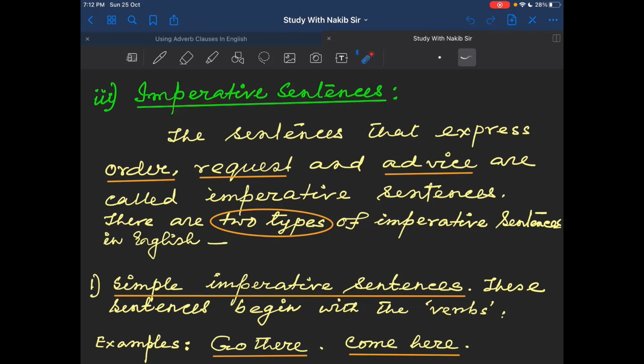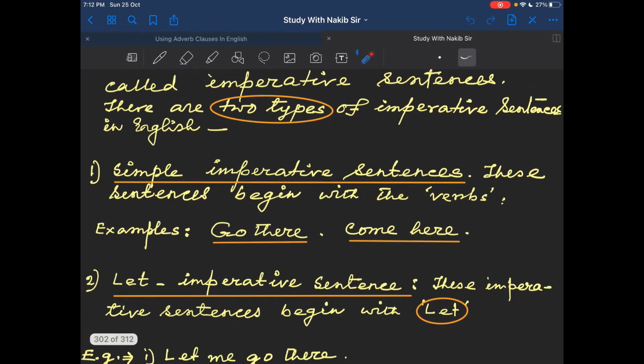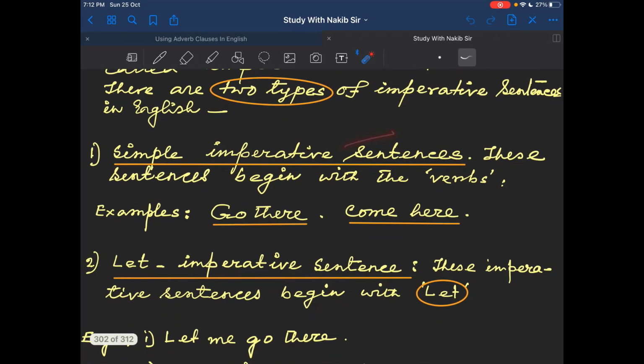Now come to the imperative sentences. What is an imperative sentence? You know, the sentences that express order, request, and advice are called imperative sentences. Order, request, and advice. Remember this. There are 2 types of imperative sentences in English. Simple imperative sentence.